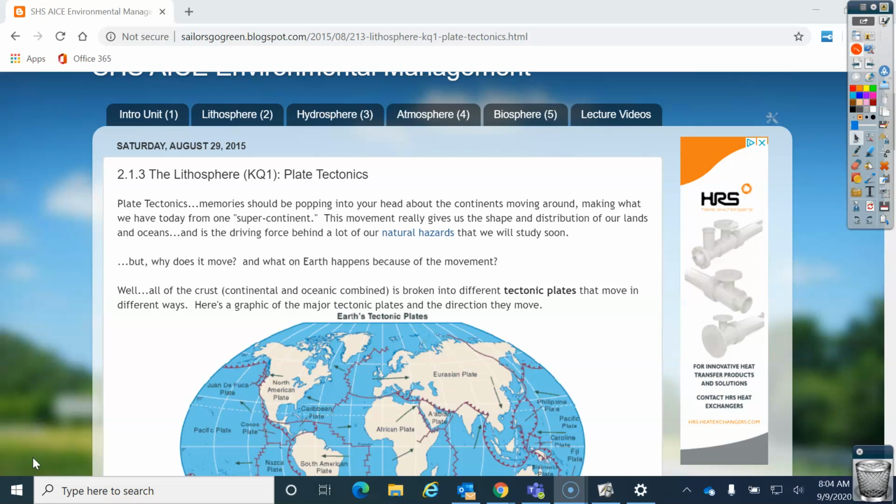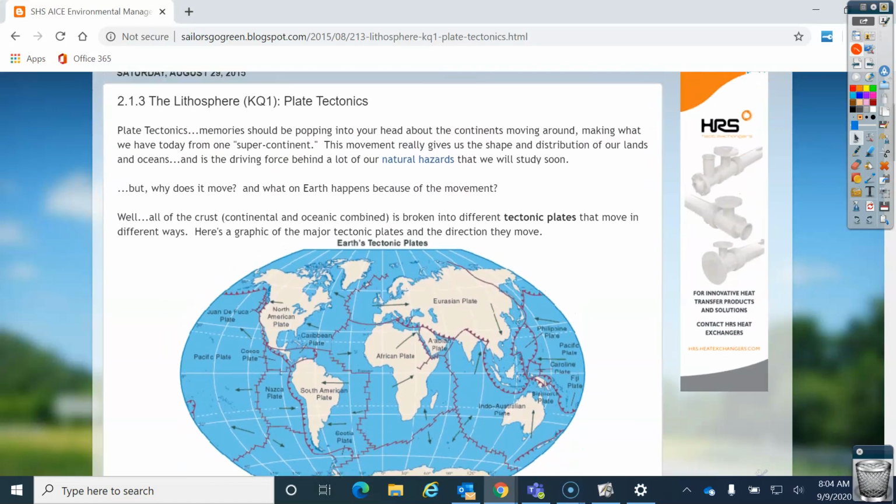Plate tectonics is the moving of the plates around, making what we have today from what was previously once one supercontinent. And of course, when we think about plate tectonics, we usually think about the land that is exposed from the ocean. But plate tectonics is the movement of not just that land, but all the crust, including the ocean floor, which is also part of the crust, right? This movement gives us the shape and distribution of our lands and oceans, and is a driving force behind a lot of the natural hazards that we're going to study soon, like earthquakes and volcanoes.